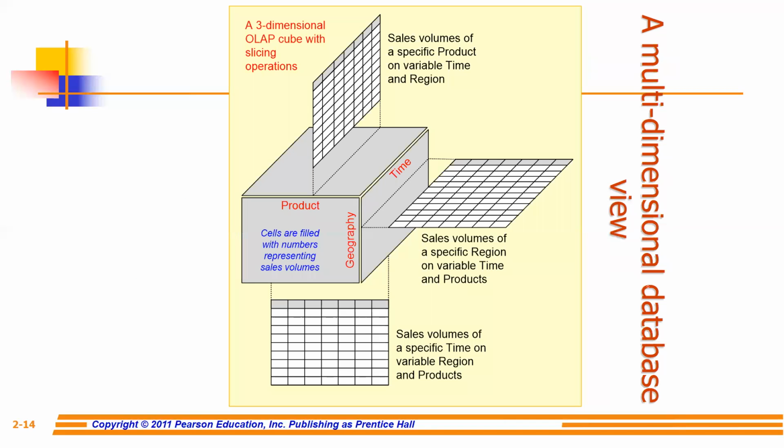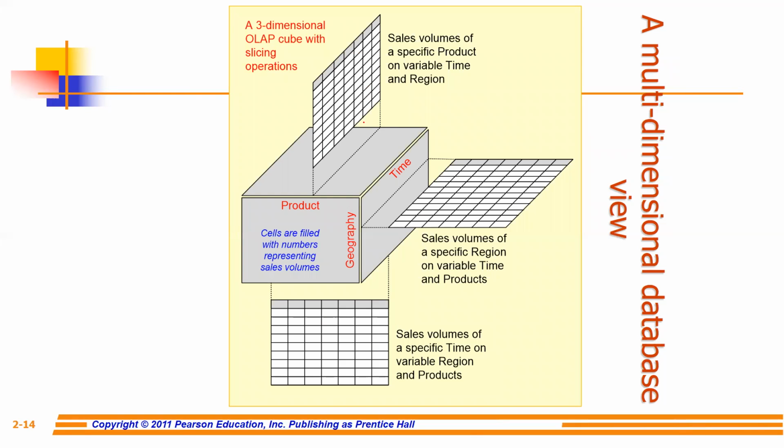So this is an example of a cube. This cube is maintained with the help of 3 dimensions. The products are in one dimension, the time is in another dimension, and the geographical area or the region is another dimension. So we can have a three-dimensional online analytic processing cube with the slicing operation.